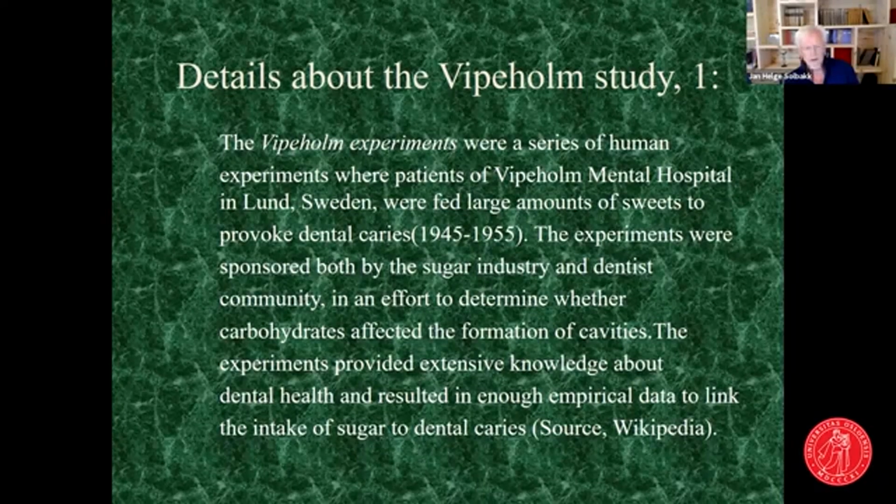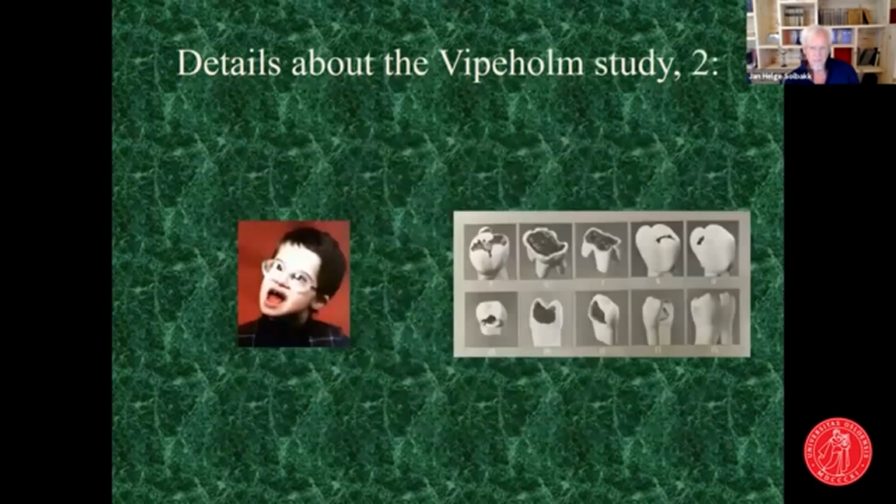The experiments provided extensive knowledge about dental health and resulted in enough empirical data to link the intake of sugar to dental caries. Some details about the Vipeholm study. The picture to the left is of one of the victims of this study. Most of the individuals that were included in the study were people with Down syndrome. To the right, you see the pictures of what happened with their teeth.